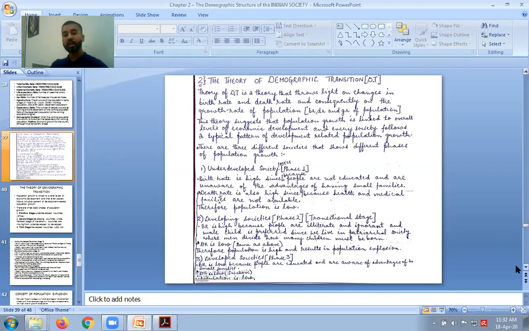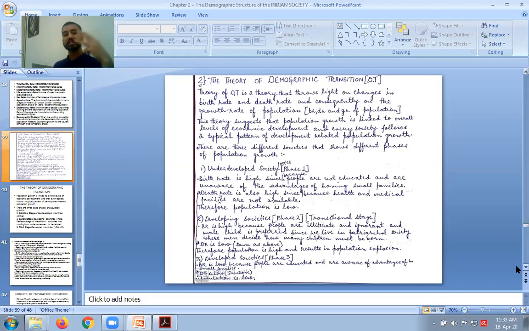Now growth rate is something that depends on birth rate and death rate. If there is more birth rate and less death rate, then there is going to be more difference between birth rate and death rate. If more people are being born and fewer are dying, it means that population is always going to grow, right? So population is always going to be high.